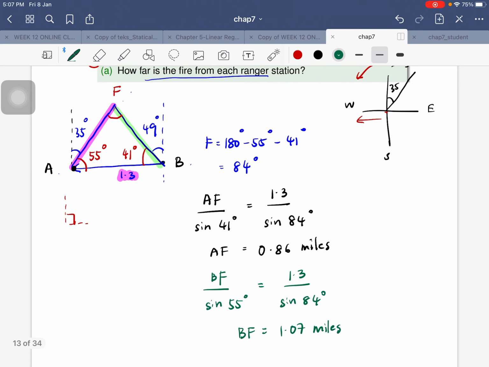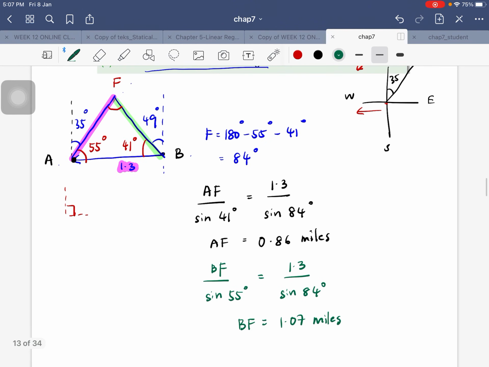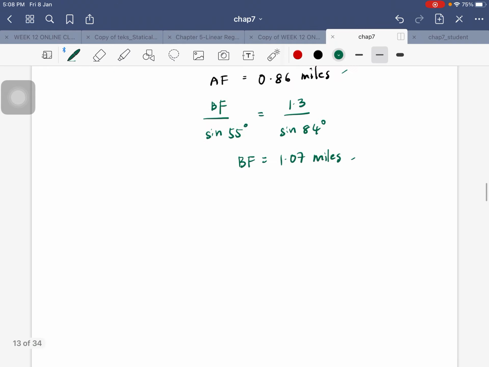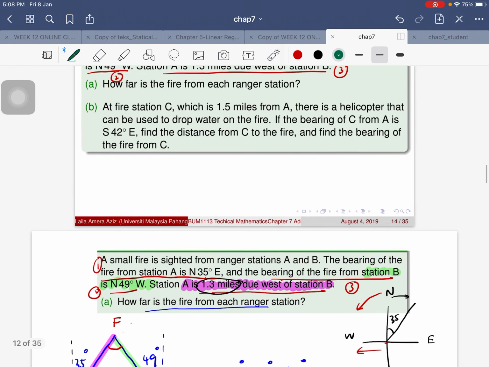So we have answered the first one. The question asks, how far is the fire from each ranger station? So from A to the fire, it's going to be 0.86 mile, and from B to the fire is going to be 1.07 miles. So we are done with the first problem. Okay, so now let's move on to the second problem.